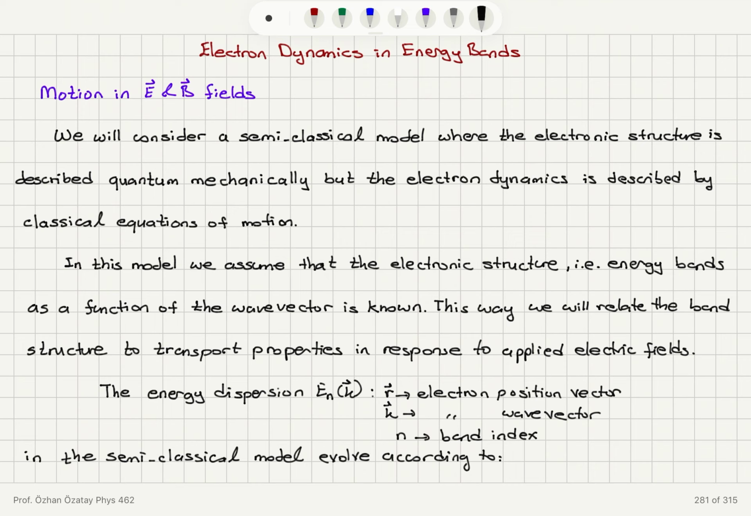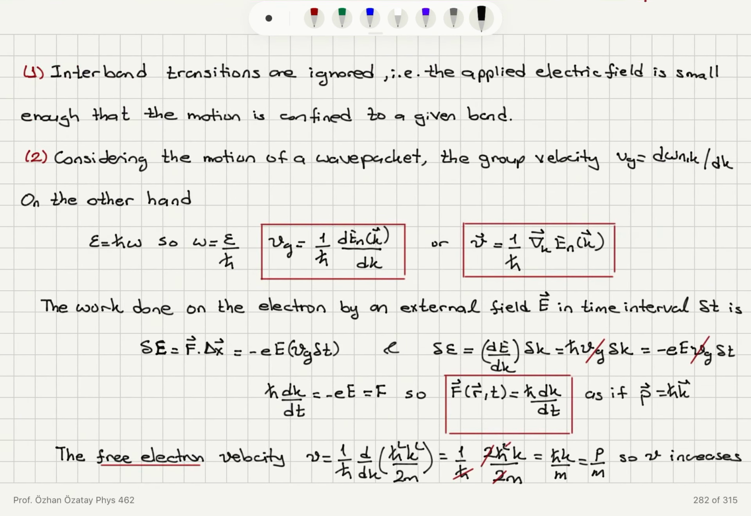So in this semi-classical model, we're going to assume that the interband transitions are negligible. So when we apply an electric field, it is small enough that the motion of the electron is confined to a given band. So if we're talking about the electron in the nth band, it will stay in the nth band. It will not have a transition to the n plus 1 band, etc.